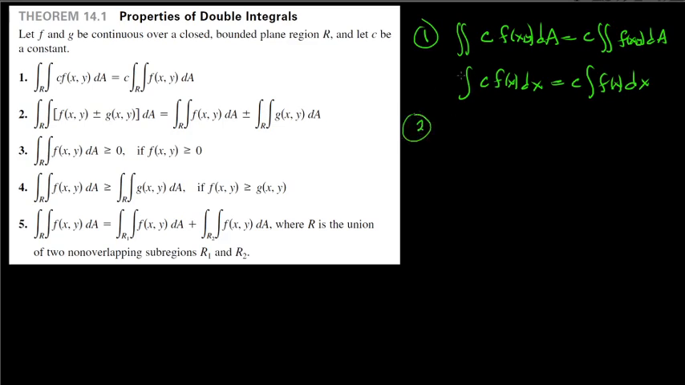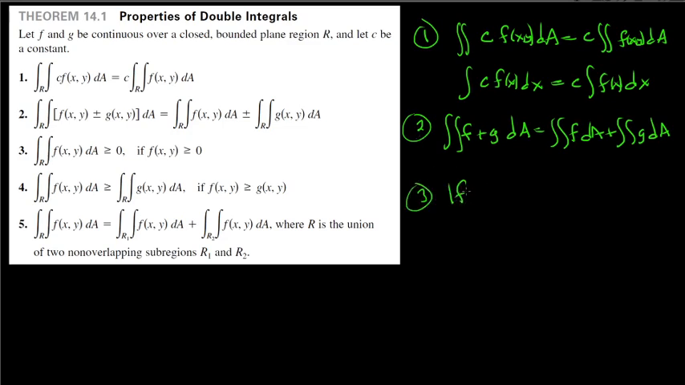You also have the sum rule. You remember the sum rule for single variable integrals? It also works for double integrals as well. So I can split this up as the integral of f plus the integral of g. No problem there at all.